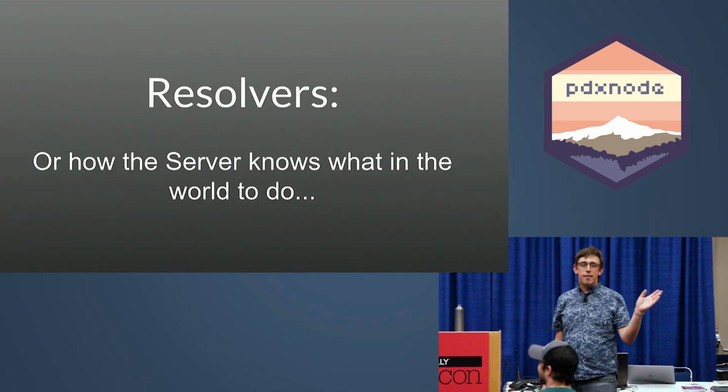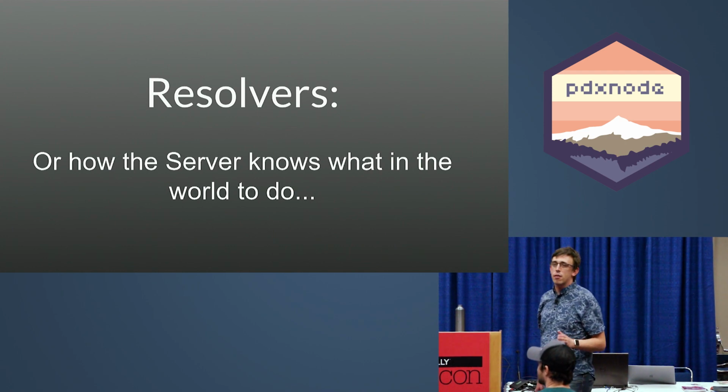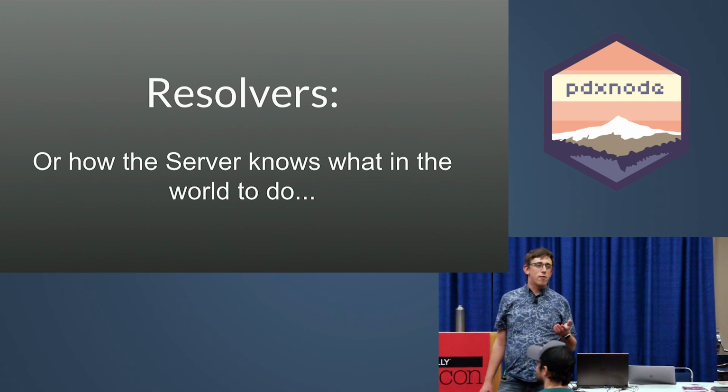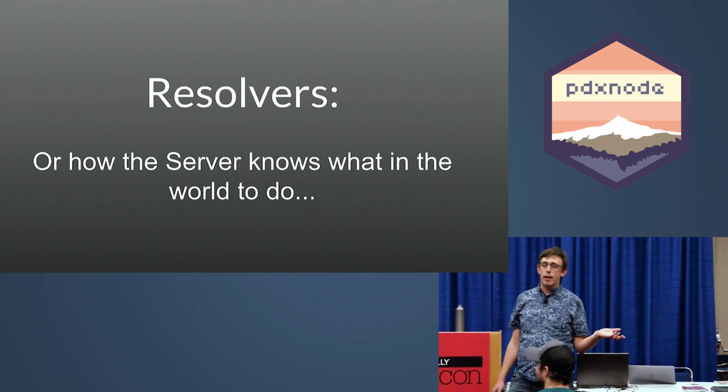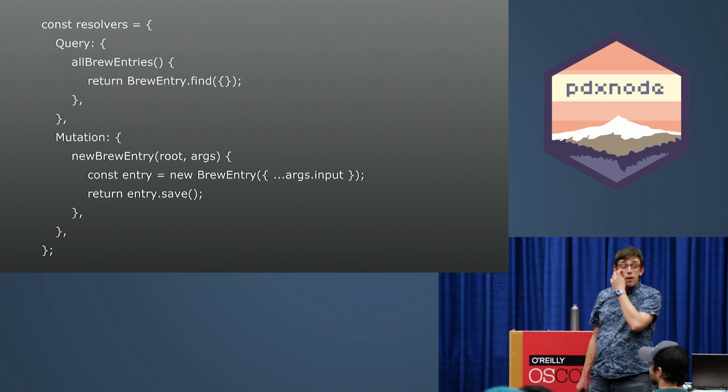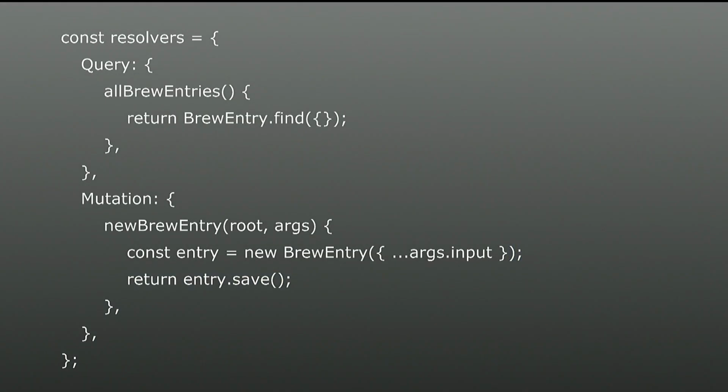So schema is only half of the things with GraphQL and setting up the server. You also need to have resolvers. And so resolvers basically tell the server what in the world it's supposed to do with this data structure. So we set up our resolvers in an object map. And we've got key root values such as query and mutation. So in that object, we have, OK, all brew entries is going to return brewentry.find. Brewentry is a mongoose model that I have set up. Mutation is going to take in the new brew entry. It's going to take in the arguments and return the saved output.